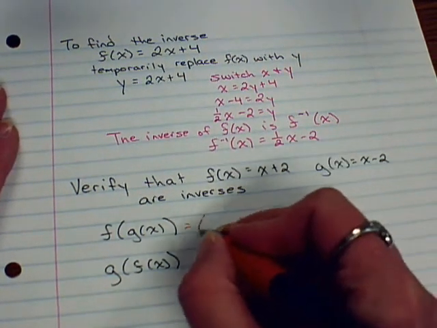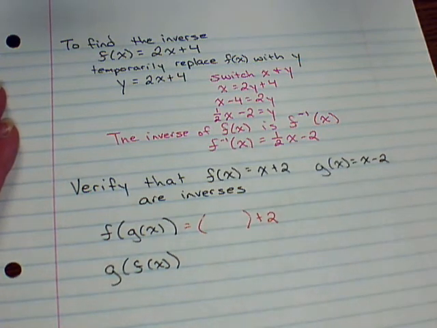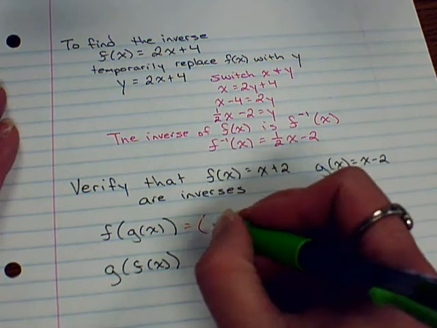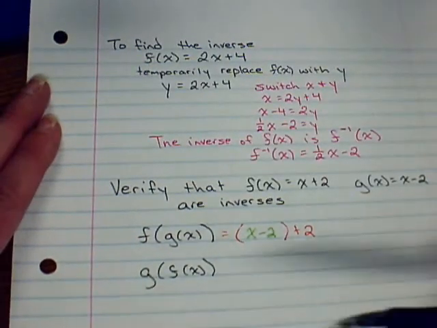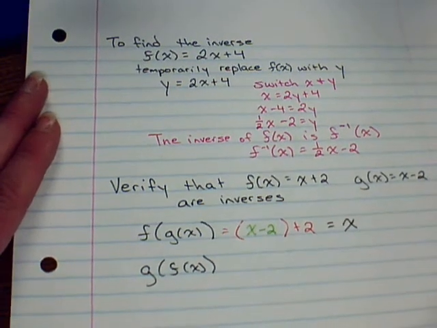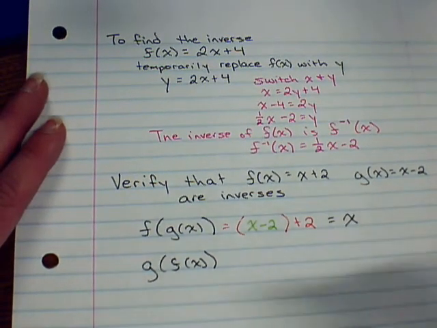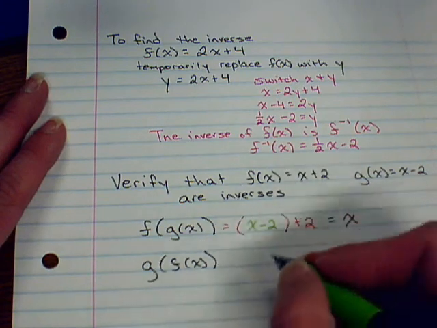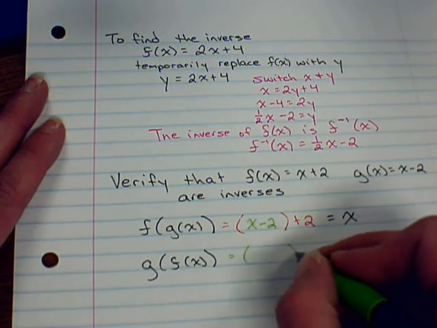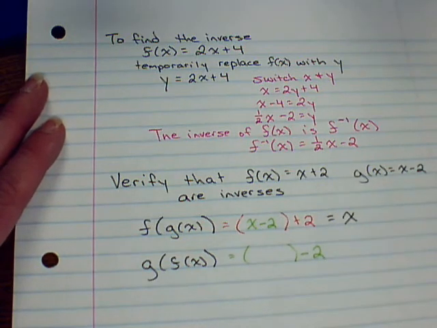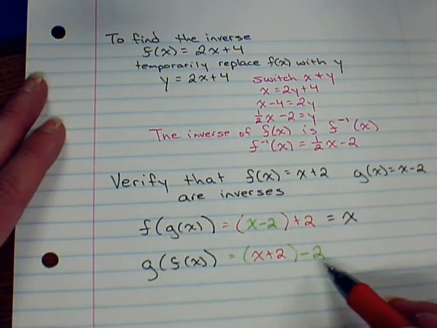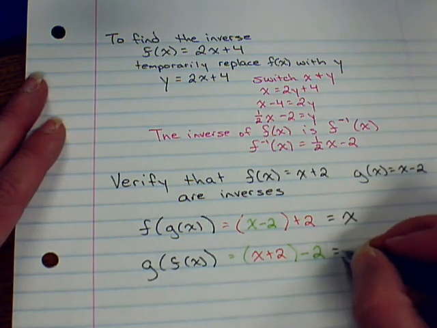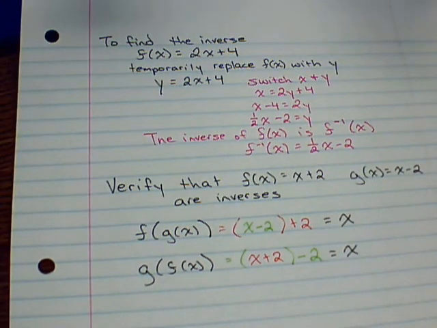So f of x is the one that says take your input and then add 2. What I'm plugging in is x minus 2. And if you'll notice, x minus 2 and then plus 2 just gives me an x. If I'm taking f of x and putting it into g, I would have parentheses minus 2. f of x was the function x plus 2. x plus 2 minus 2 just gives me an x back. So that's how you can prove that you have an inverse.